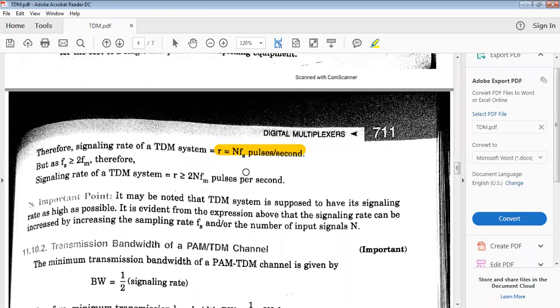And according to the Nyquist criteria, Fs is greater than or equal to twice Fm. So R should be greater than or equal to 2 N Fm. This is how the signaling rate should be designed.